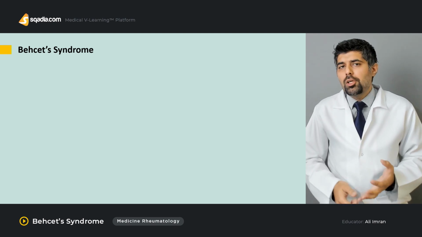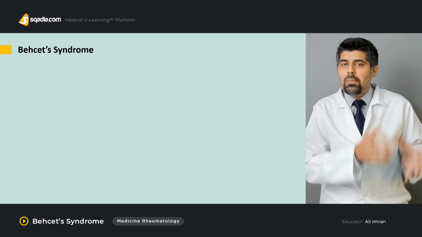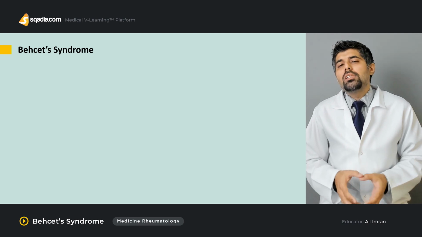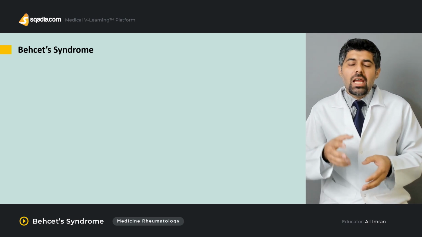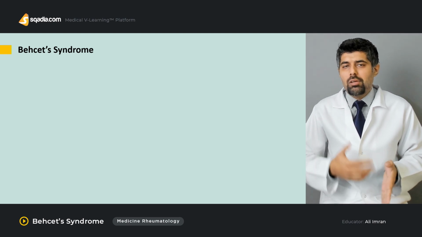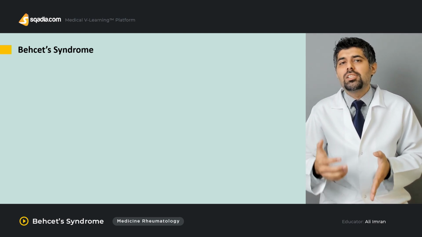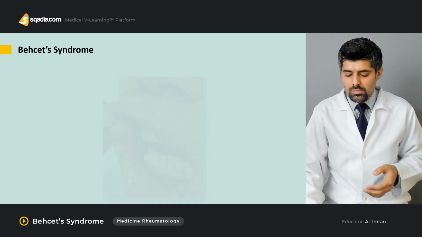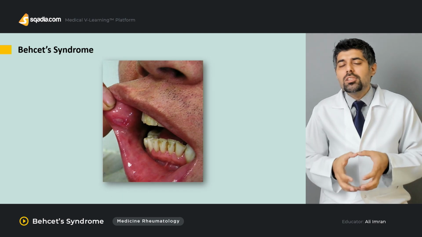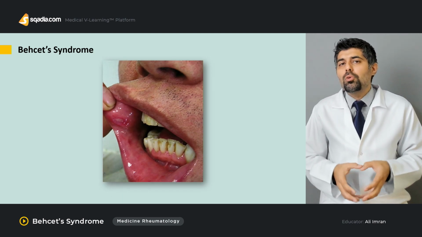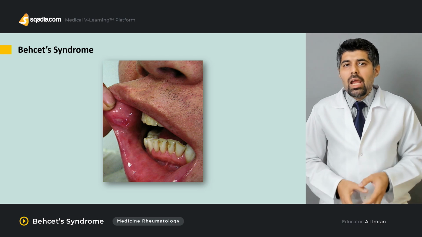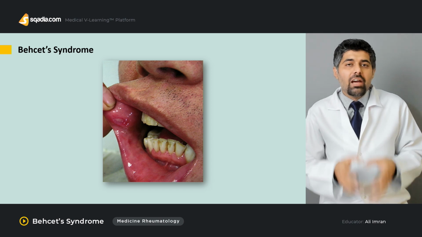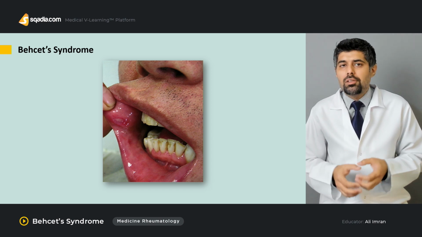And as for its epidemiology, usually male and female population are equally affected. The only difference is that the male population has a more severe type of manifestations, that it affects the males in a more severe and painful manner. So, like I said, Behcet syndrome is categorized by mucocutaneous ulcerations. And the most common of these manifestations are the aphthous ulcers that are found inside the mouth.